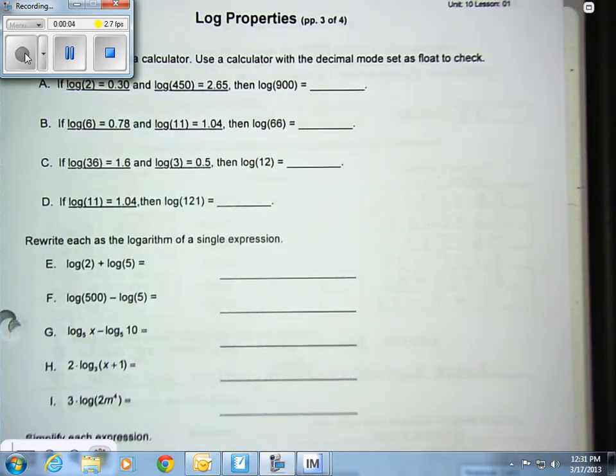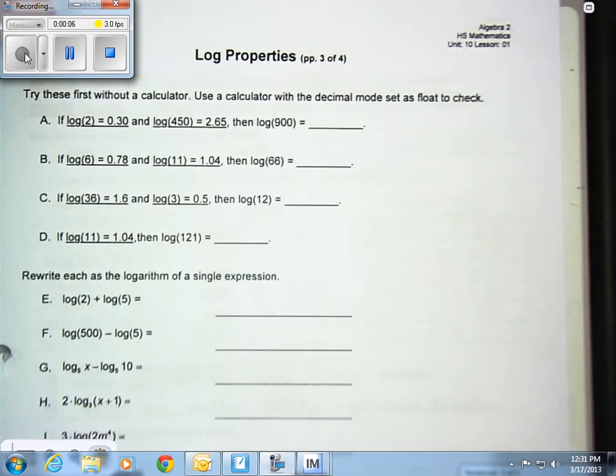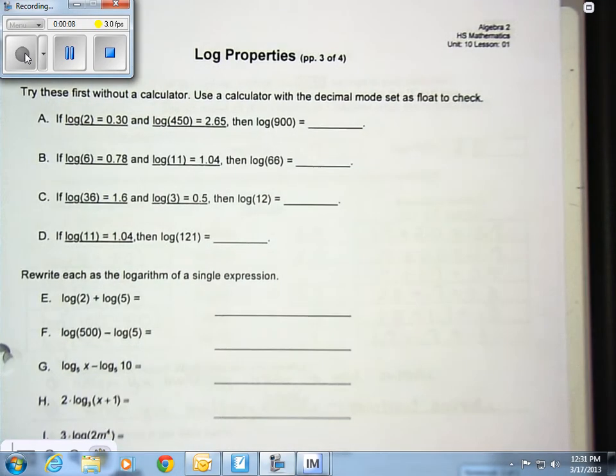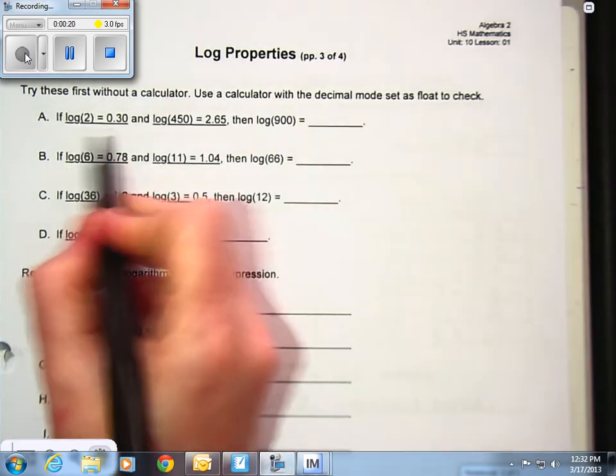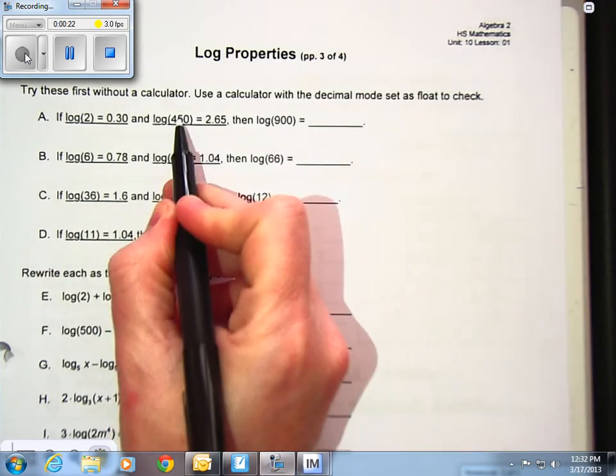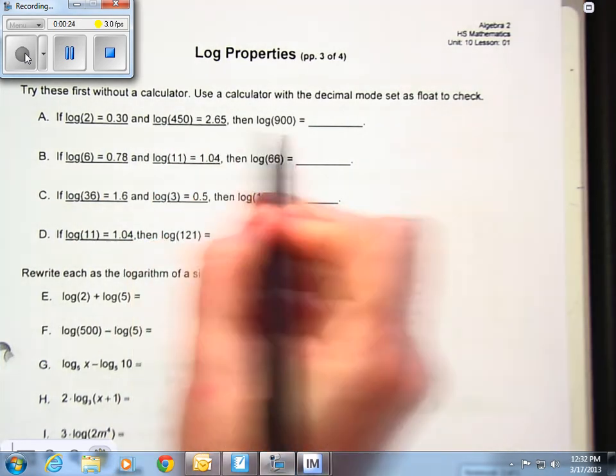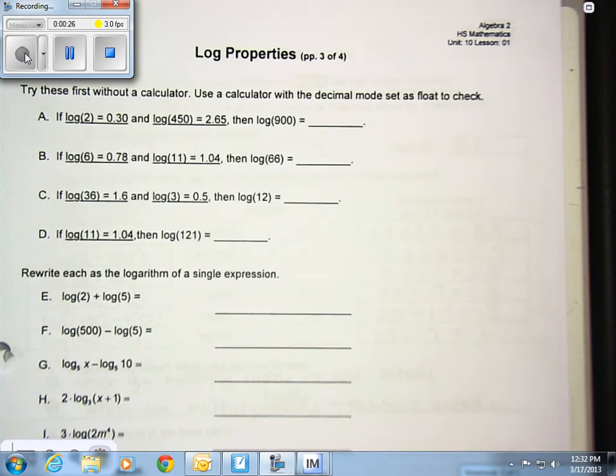So we talked about our properties of logarithms, and what we want to do is try our properties without using a calculator, and see if they really do work for us. It's telling us in this information that log of 2 is 0.3 and log of 450 is 2.65. So we want to find the log of 900. You've got to decide how can you take 2 and 450 to get 900.